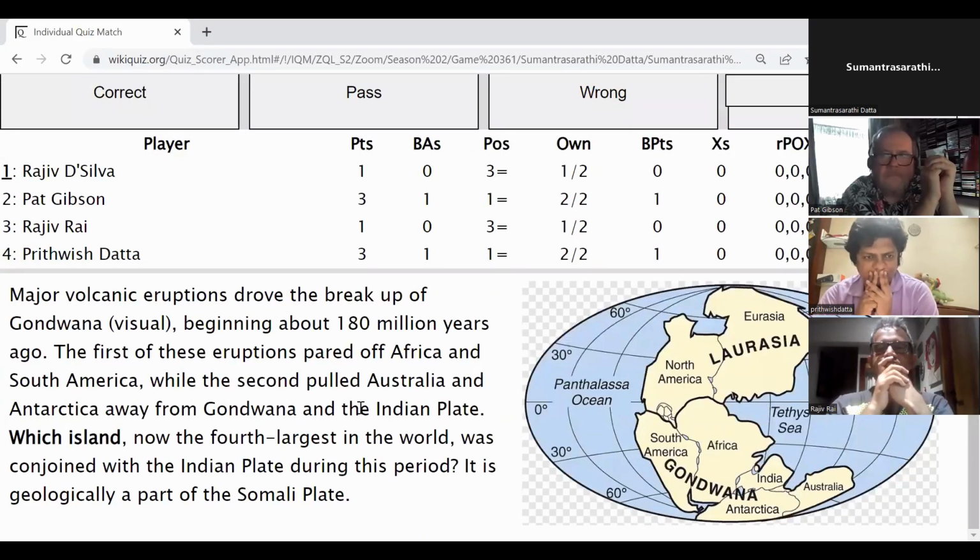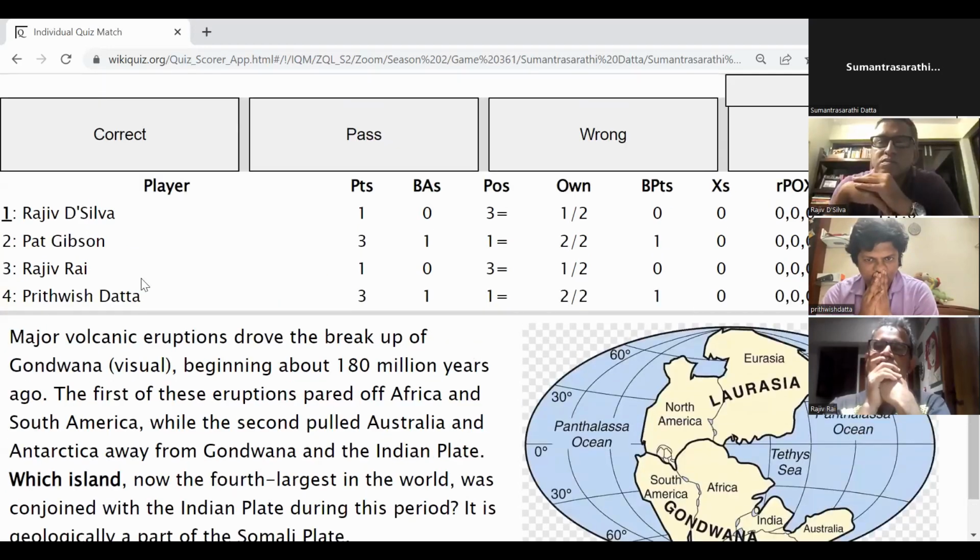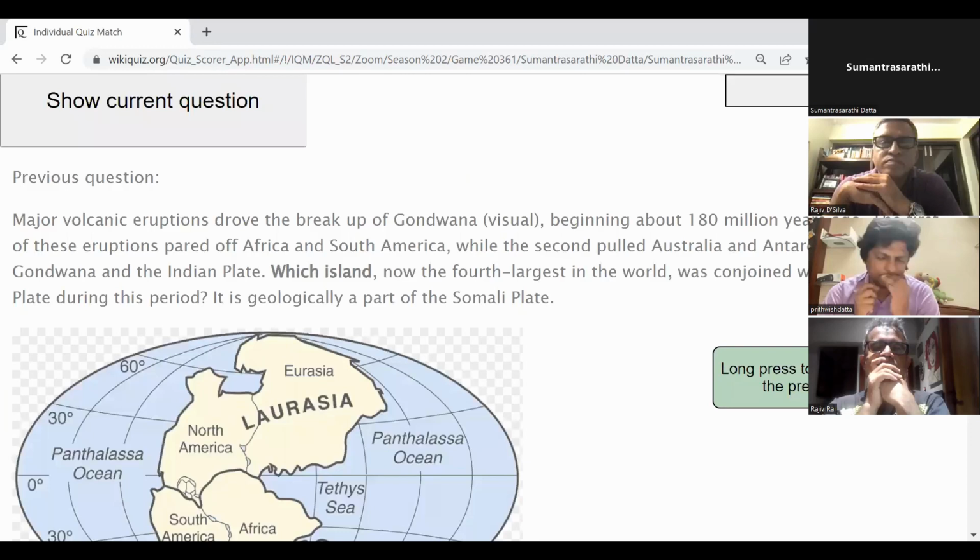Major volcanic eruptions drove the breakup of Gondwana, beginning about 180 million years ago. The first of these eruptions pulled apart Africa and South America, while the second pulled Australia and Antarctica away from Gondwana and the Indian plate. Which island, now the 4th largest in the world, was conjoined with the Indian plate during this period? It is geologically a part of the Somali plate. Madagascar. Madagascar is absolutely correct.